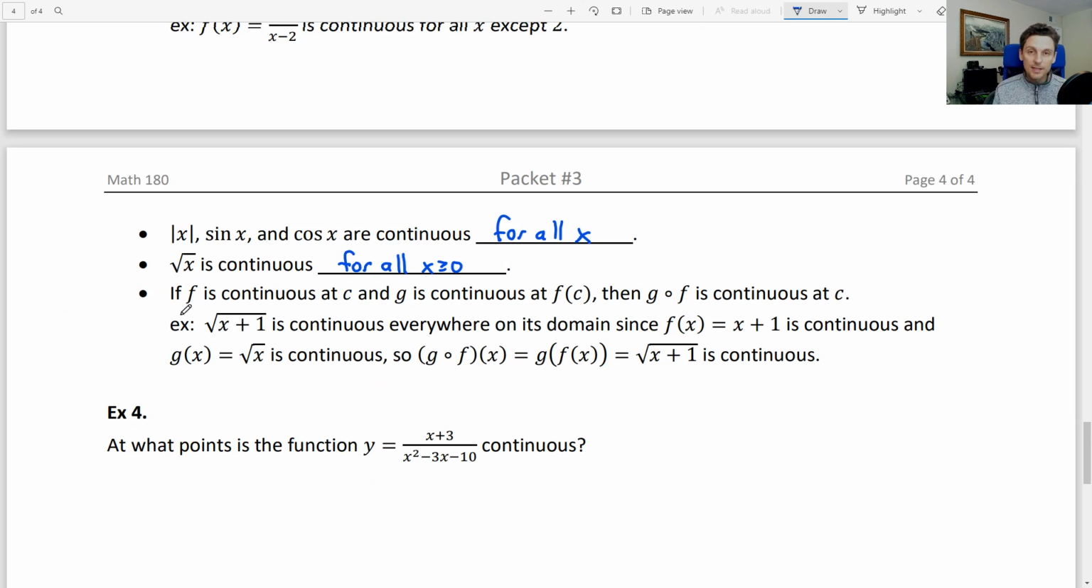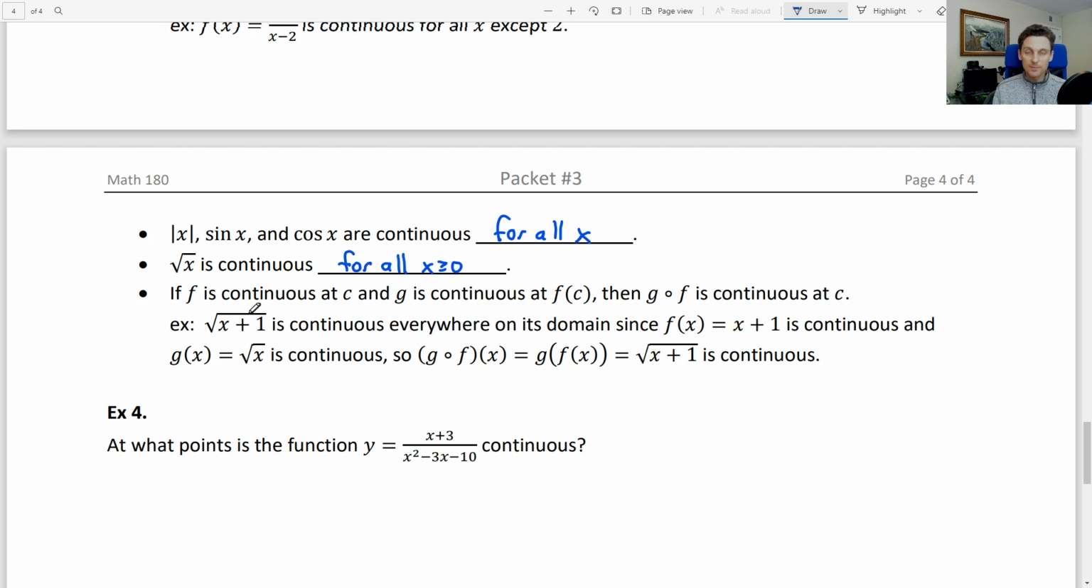So this last point here is talking about composing two continuous functions. If f is continuous at a given x value c, and g is continuous at f of c, then when you plug f into g, which looks like g compose f, that function will be continuous at x equals c.